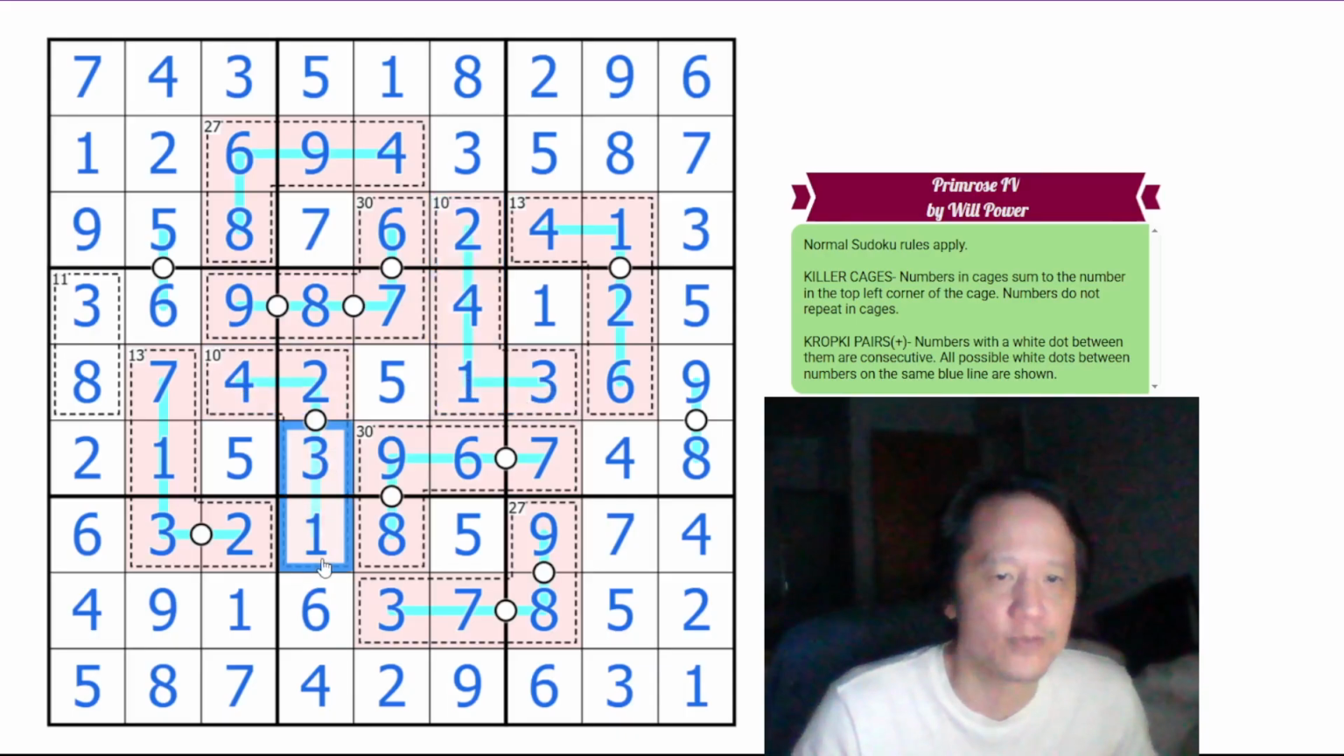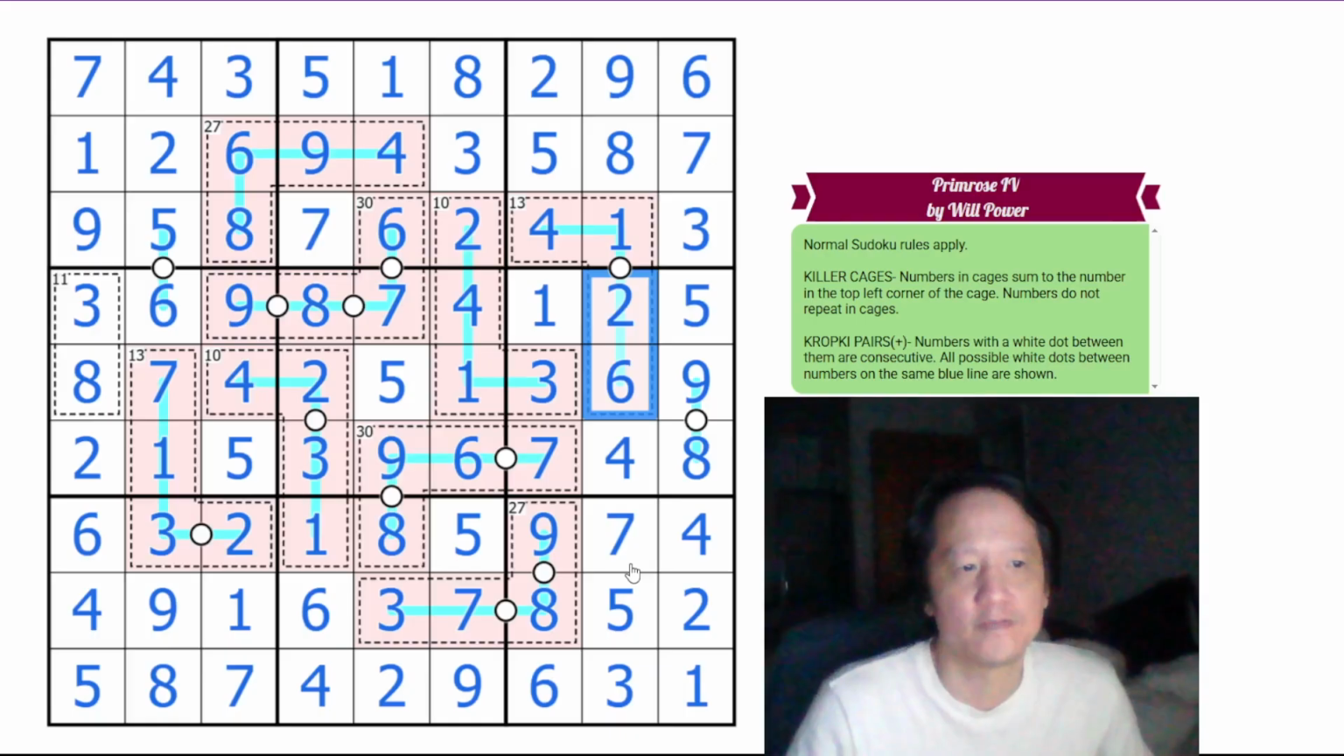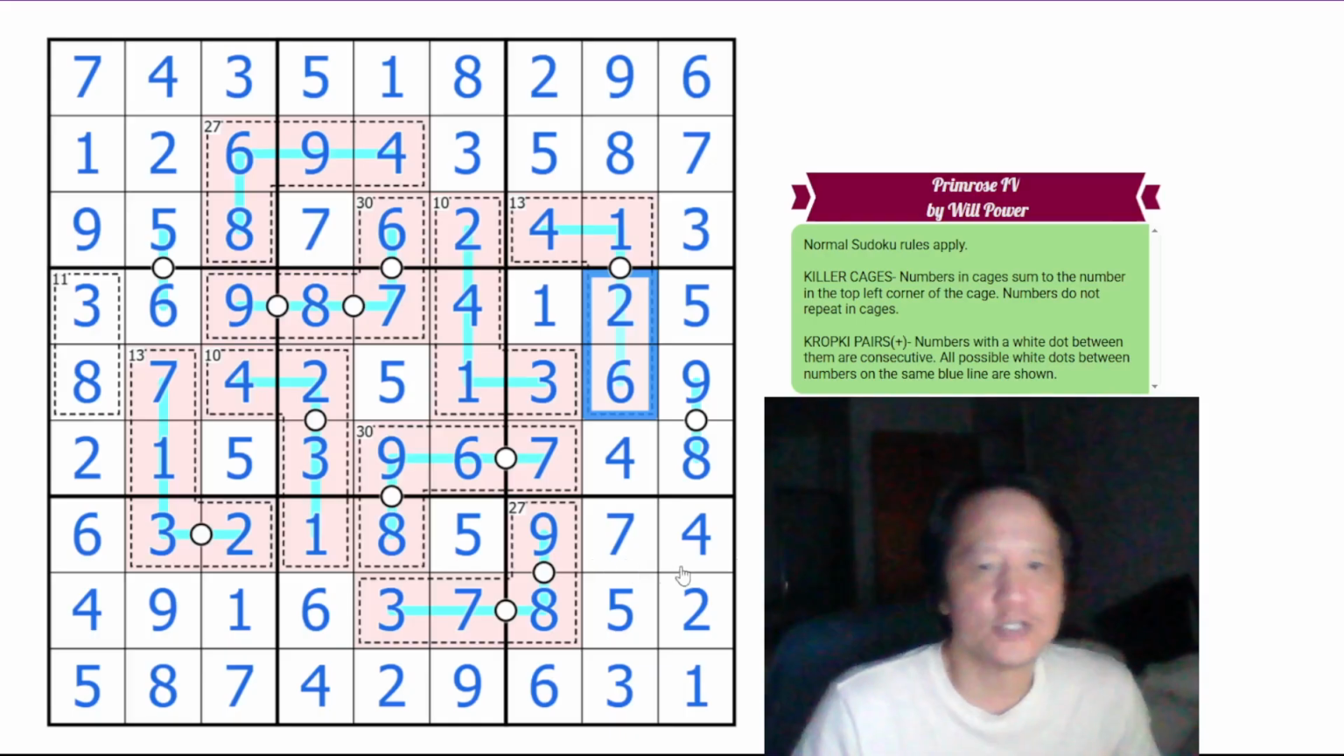4 and 2 and 3 and 1 are not consecutive with each other. 9 and 6 is not consecutive. 3 and 7 are not consecutive. And 4, 1 and 2, 6 are not consecutive. That shows the negative constraint and the power of how to use those.